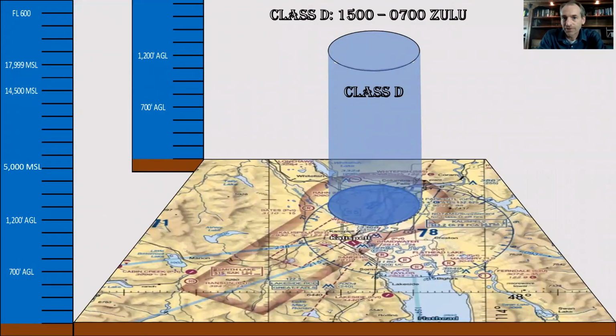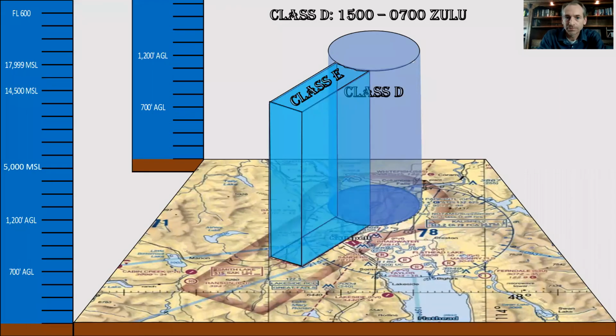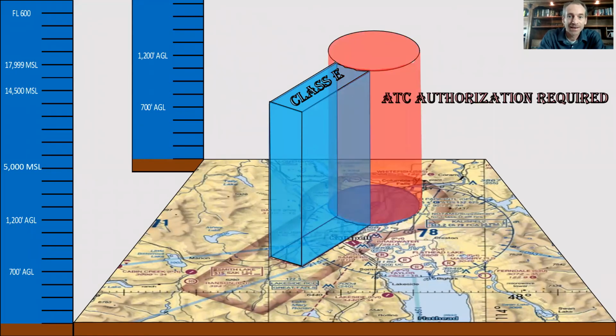So Class D, 1500 to 07 Zulu. We have our Class E extension areas that does not change based on time. So from 0701 to 1459 Zulu, that entire airport is going to be considered Class E. ATC authorization is required for that area around the airport, regardless of whether it's Class E or Class D. And then your extension area, ATC authorization is not going to be required.